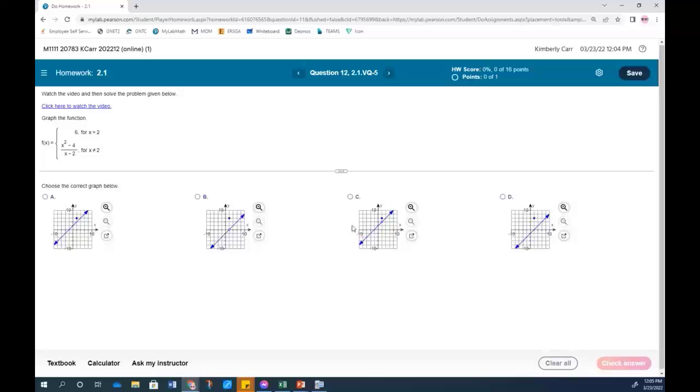So in order to figure out which one of these it is, the easiest thing for you to do is to graph this in your graphing calculator. If you factor it and reduce, the x minus 2's cancel and you get x plus 2, which means it would have to have a y-intercept of 2. And that's going to be option C, because B does not have a y-intercept of 2. Okay.